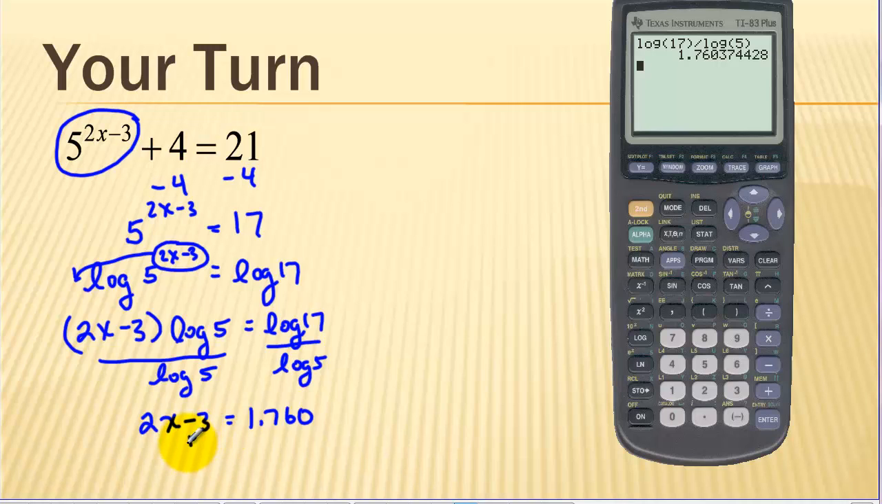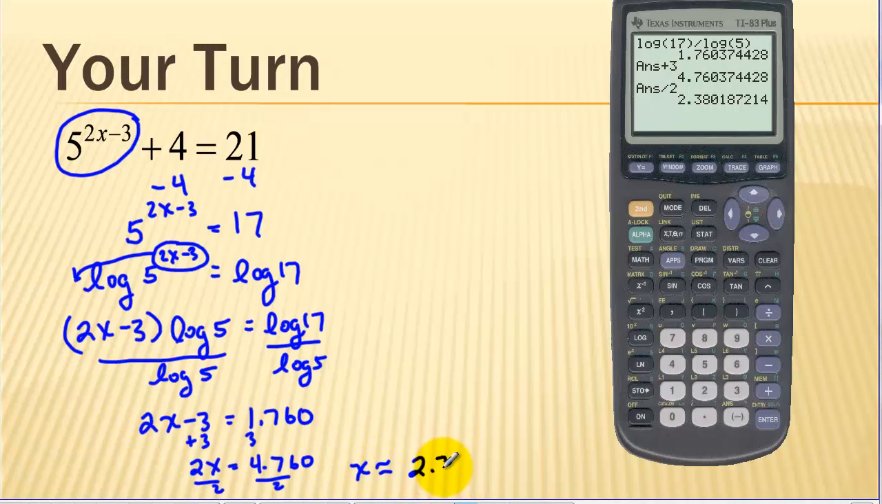And now I would need to solve for x, so we're going to add 3. And then divide by 2. So again, I added 3. And now I'm going to divide by 2. And we get x is approximately 2.38. So again, if we put that number back into our original equation, it should check out.